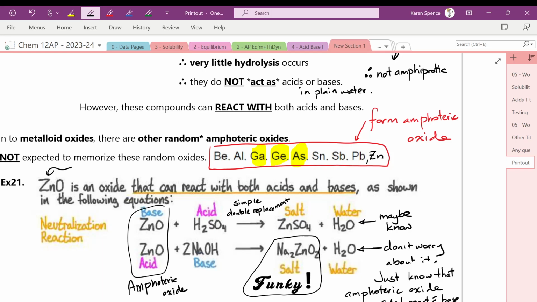So don't be like, I'm so confused, how am I going to remember it? You don't need to. It's okay. If you know what the word amphoteric means, you probably are good to go.